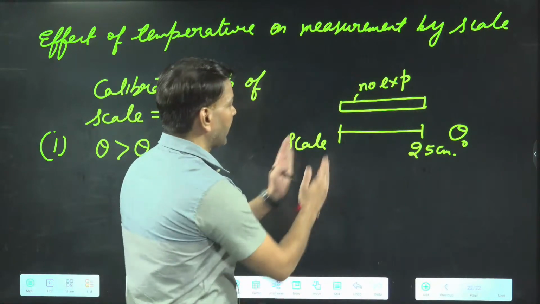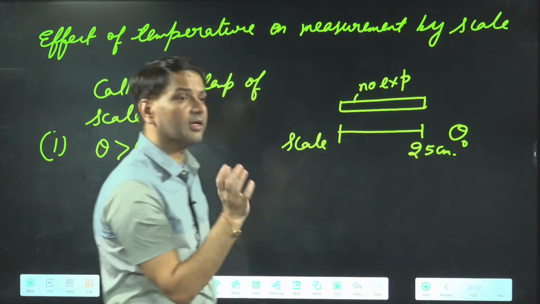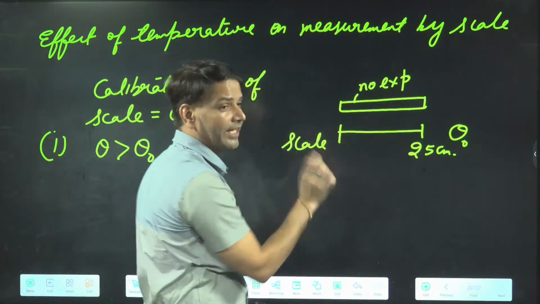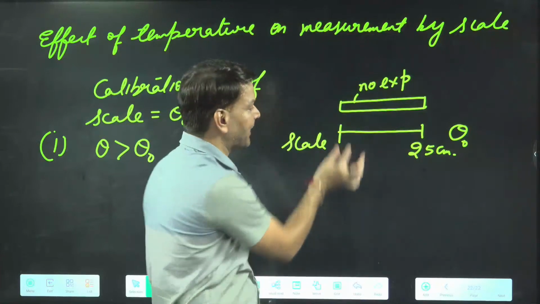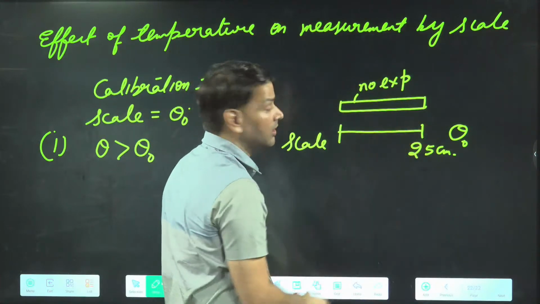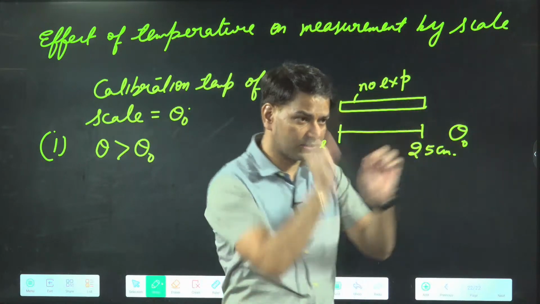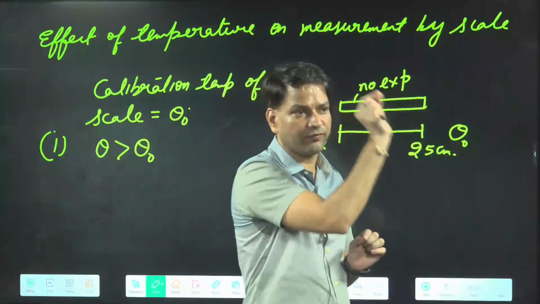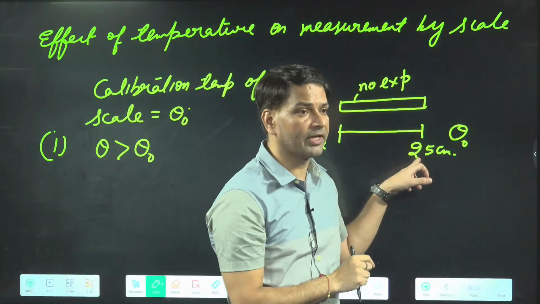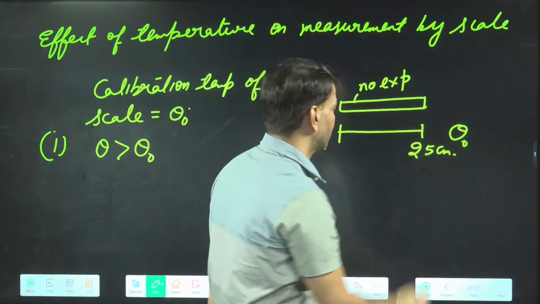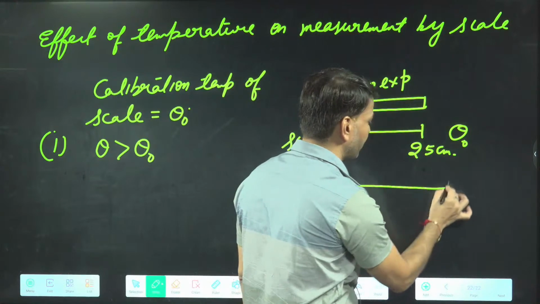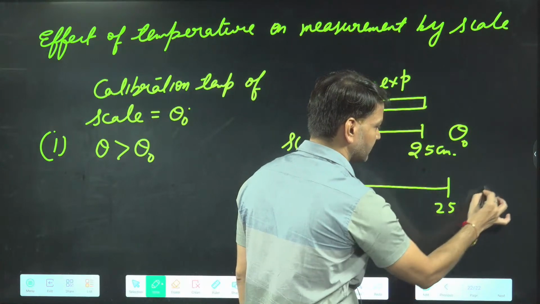Less than 25. Why? Because when we are using it at high temperature, the scale expands, so each division expands. So 25 will not be here. On the scale, there are marks 1, 2, 3, 4, 5. The 25 mark will shift to the right. Maybe 25 shifted here.